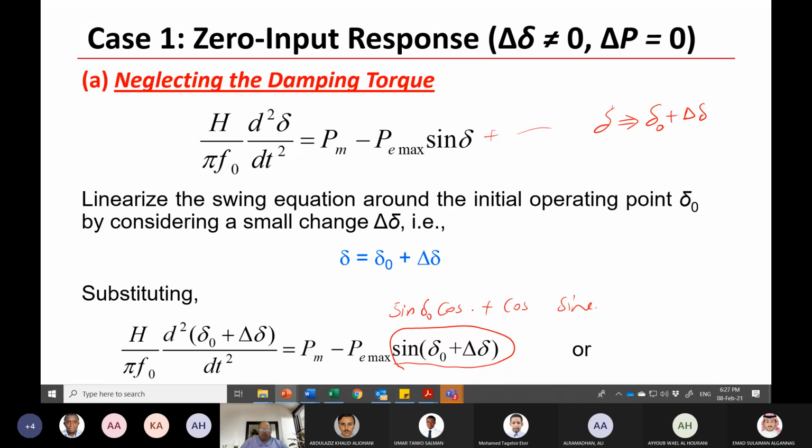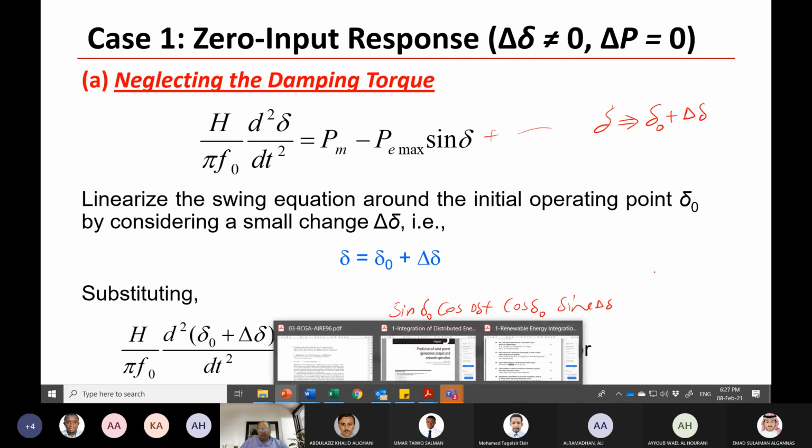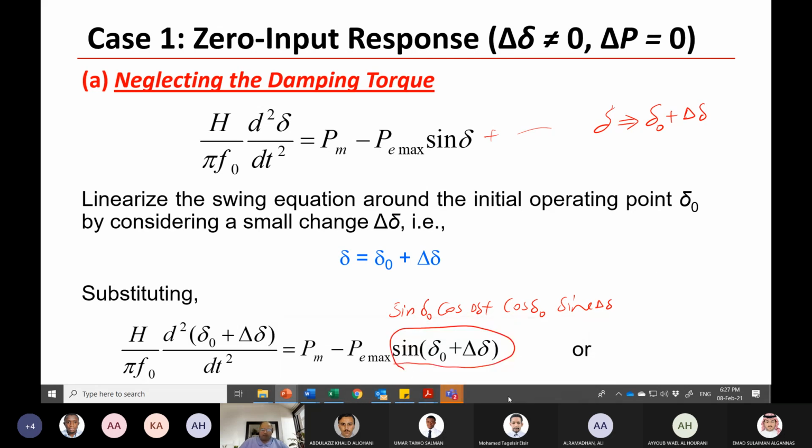Sine delta 0, cosine delta delta, cosine delta 0, sine delta delta. So this is sine of delta 0 plus delta delta. Then we can, of course, do some approximation as delta delta approaches 0. Delta delta is a very small change.